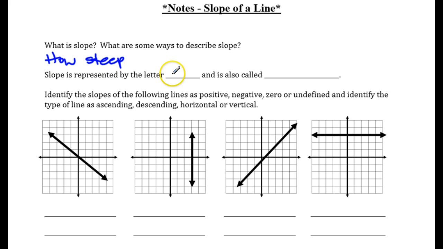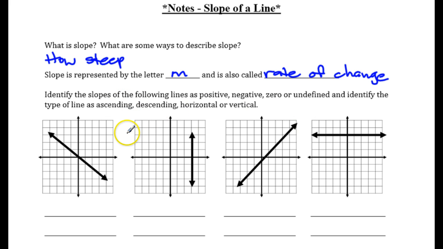But slope is represented by the letter M. Not S for slope, but M. It's going to be a very important abbreviation to remember. So slope is represented by the letter M. It's also called the rate of change, because the slope is also how the line is changing, because the line is moving forever. So, the ways to describe the slope, we can look down here.